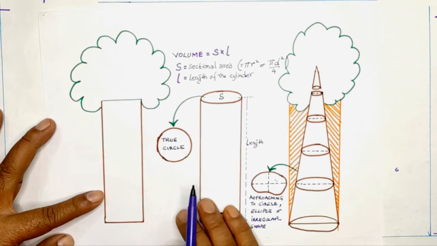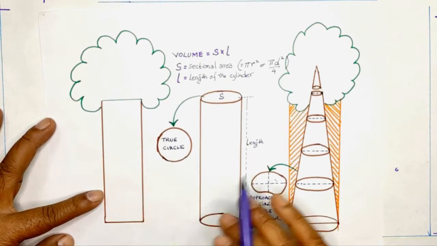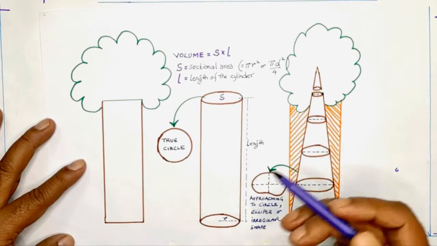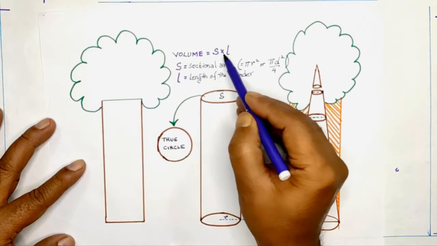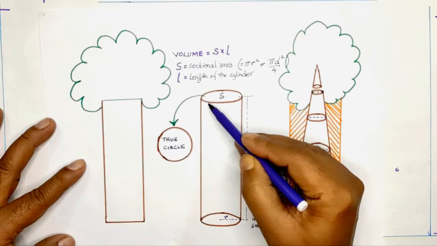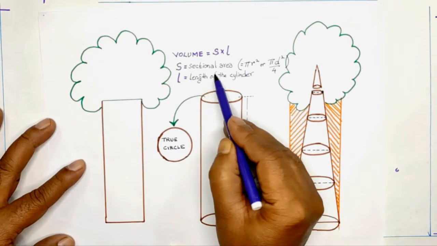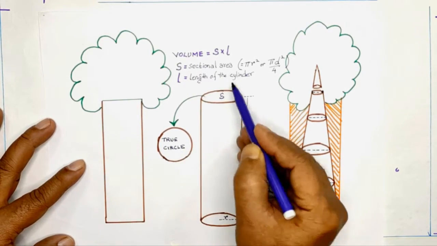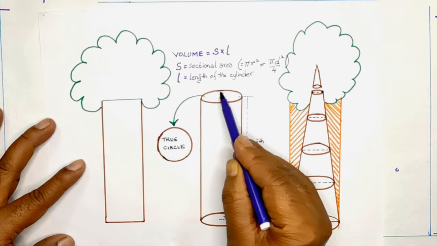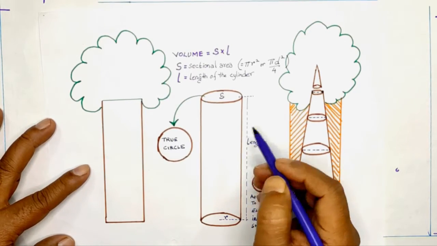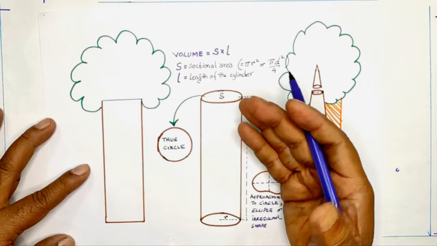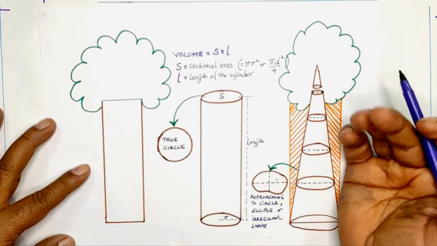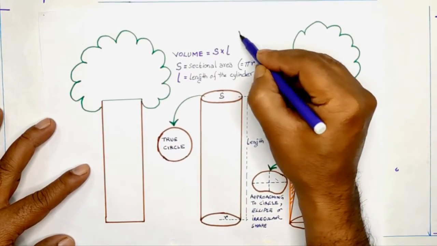So let's first understand how the volume is calculated. There is a very simple formula for volume. Volume is equal to S into L, where L is the length and S is the cross sectional area. This entire section is called S. To calculate the volume of a cylinder, because it is very fixed, it is very simple, and we can get an accurate result.